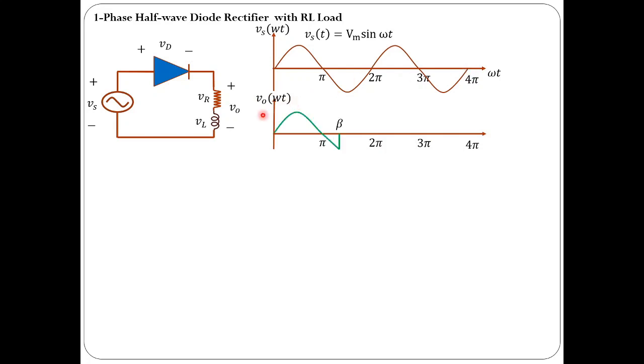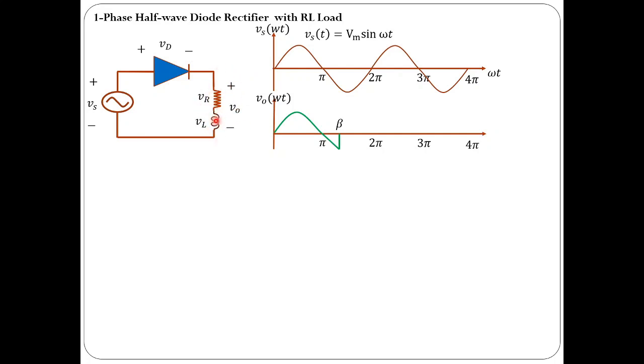We know the conduction angle of the diode for RL load ranges from pi to 2 pi, somewhere between pi and 2 pi. I have considered some beta between pi and 2 pi, during which the diode is forward biased. Even though after pi radians the source voltage is negative, the diode still conducts, so that the source voltage is the same as the load voltage. What would be the reason? The reason is the inductive nature of the load.